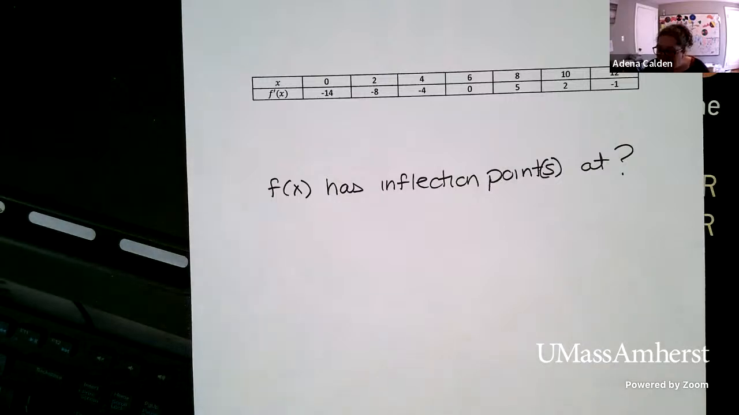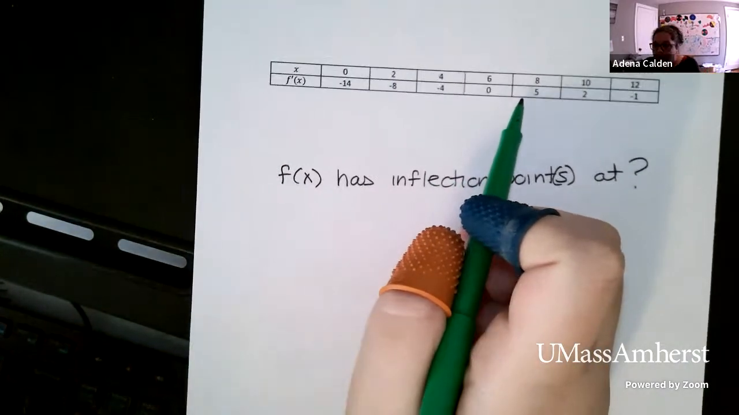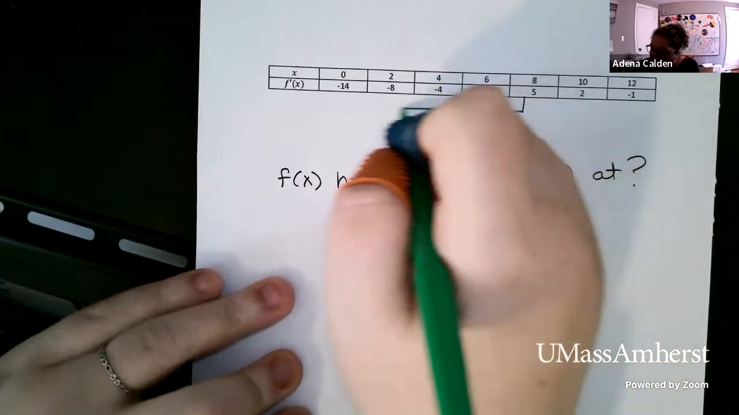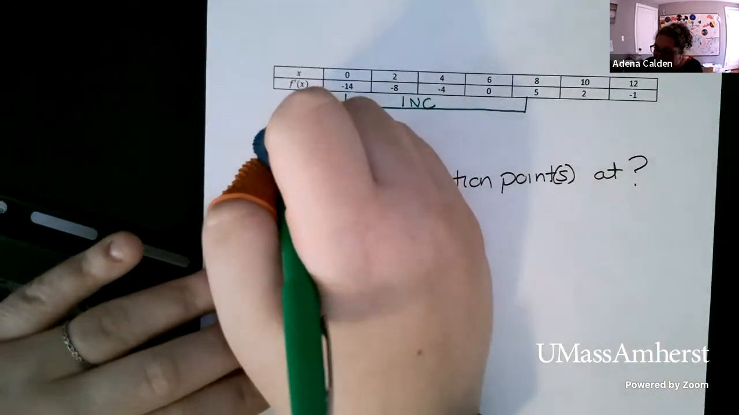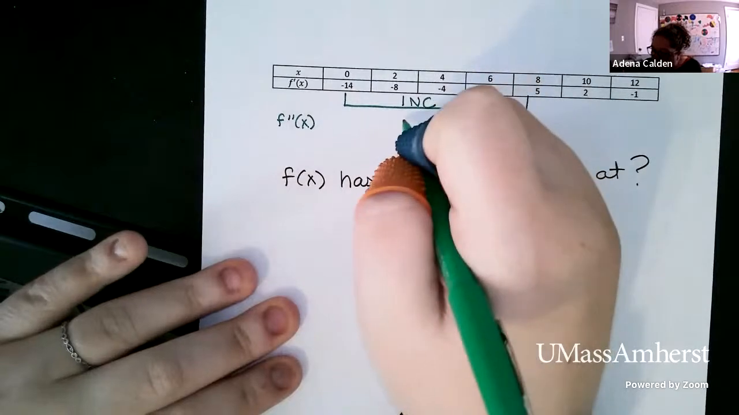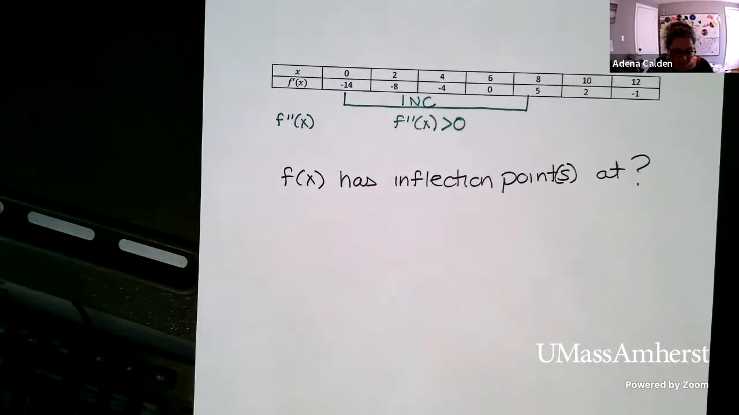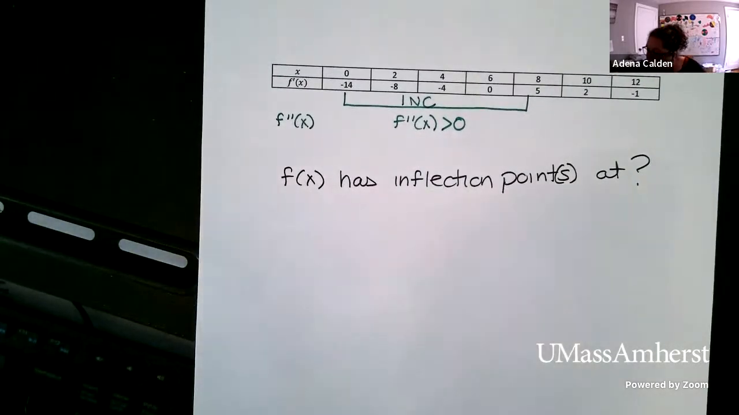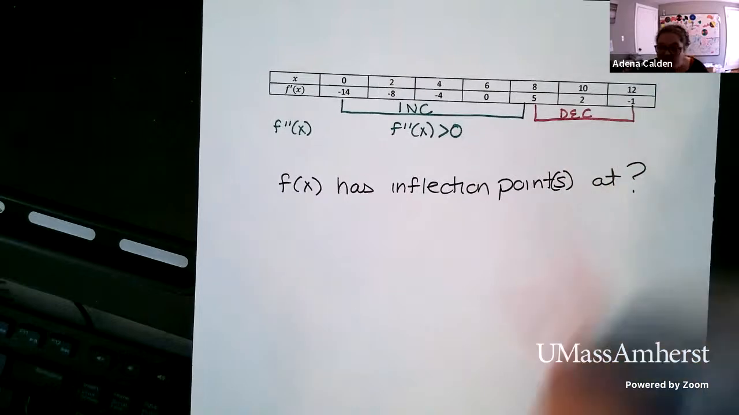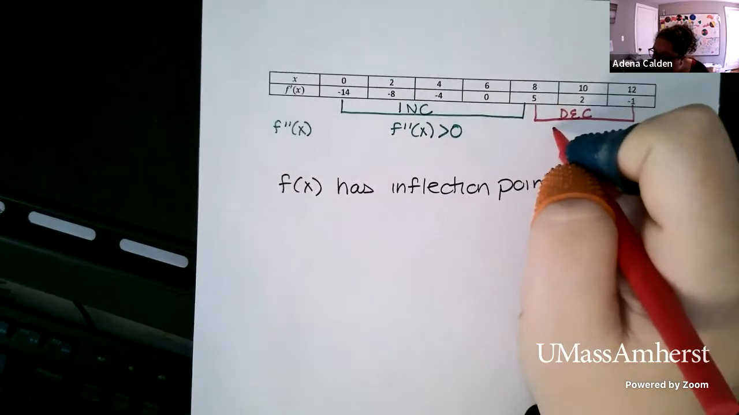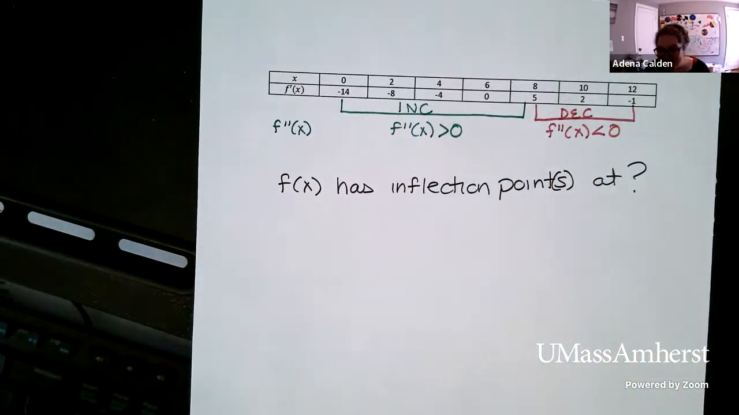I want you to notice that as we start checking out these values, we have -14, -8, -4, 0, 5. Those values are all increasing. If they are increasing, that tells me that my second derivative is positive. And then those values go from 5 to 2 to -1, which means that they are decreasing. If your first derivative is decreasing, that tells us that the second derivative is negative.